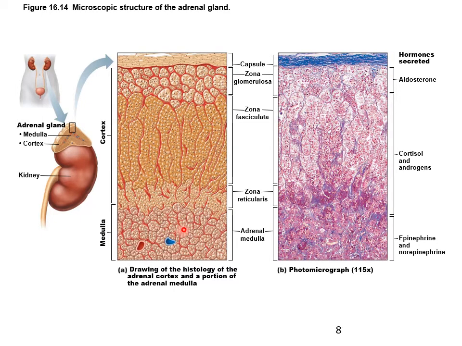norepinephrine. So if you come over here to this side of the picture, you'll see that your zona glomerulosa produces something called aldosterone. Now, aldosterone is really important for regulating sodium balance in the body. It works at the kidney tubules and collecting ducts to hold back sodium. That's its job. And when you hold back sodium, you hold back fluid, so that can help to increase blood volume and blood pressure.